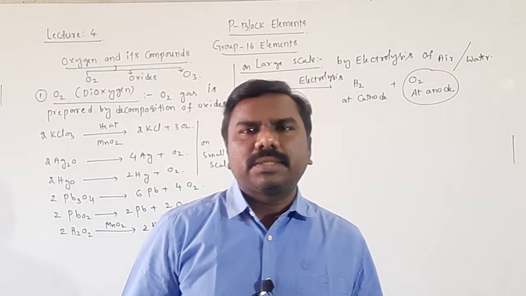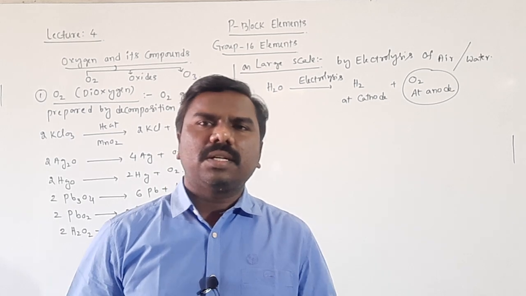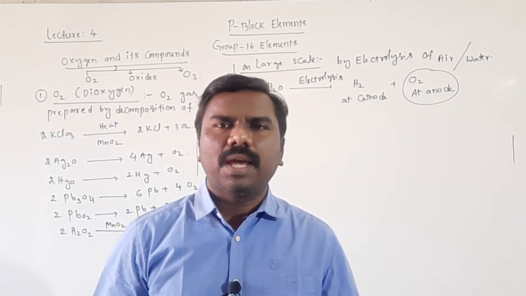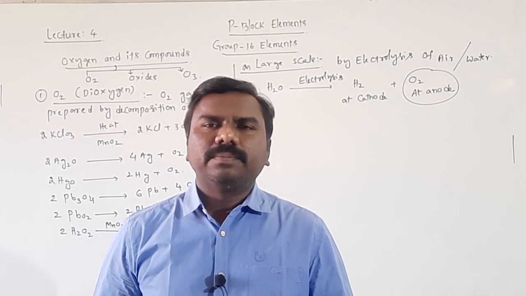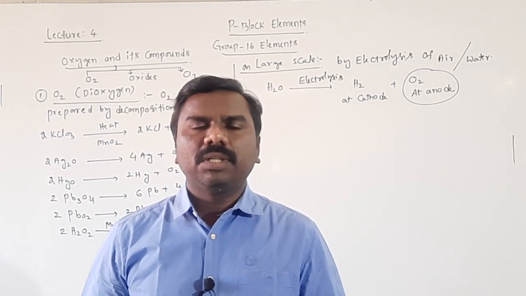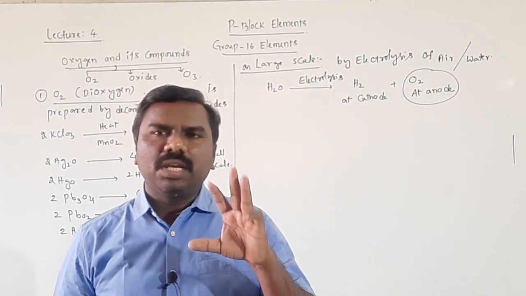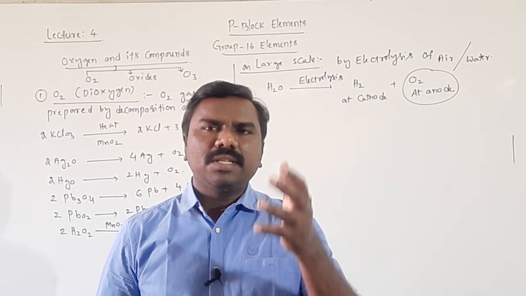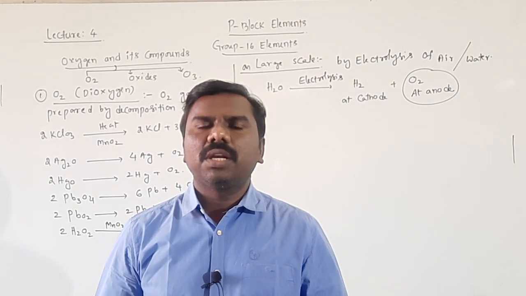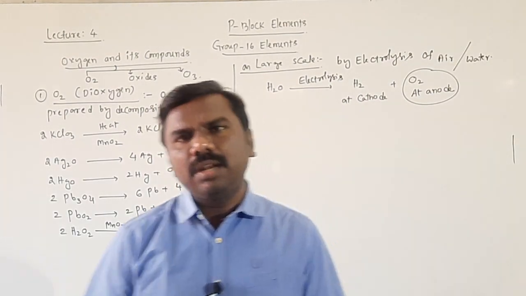Now the properties. Oxygen gas is a colorless, odorless, tasteless, non-toxic gas, highly soluble in water. That's why aquatic life is possible, meaning water animals exist. Oxygen has 3 isotopes, O16, O17, O18. Oxygen is paramagnetic as per molecular orbital energy diagrams. So, these are the physical properties.